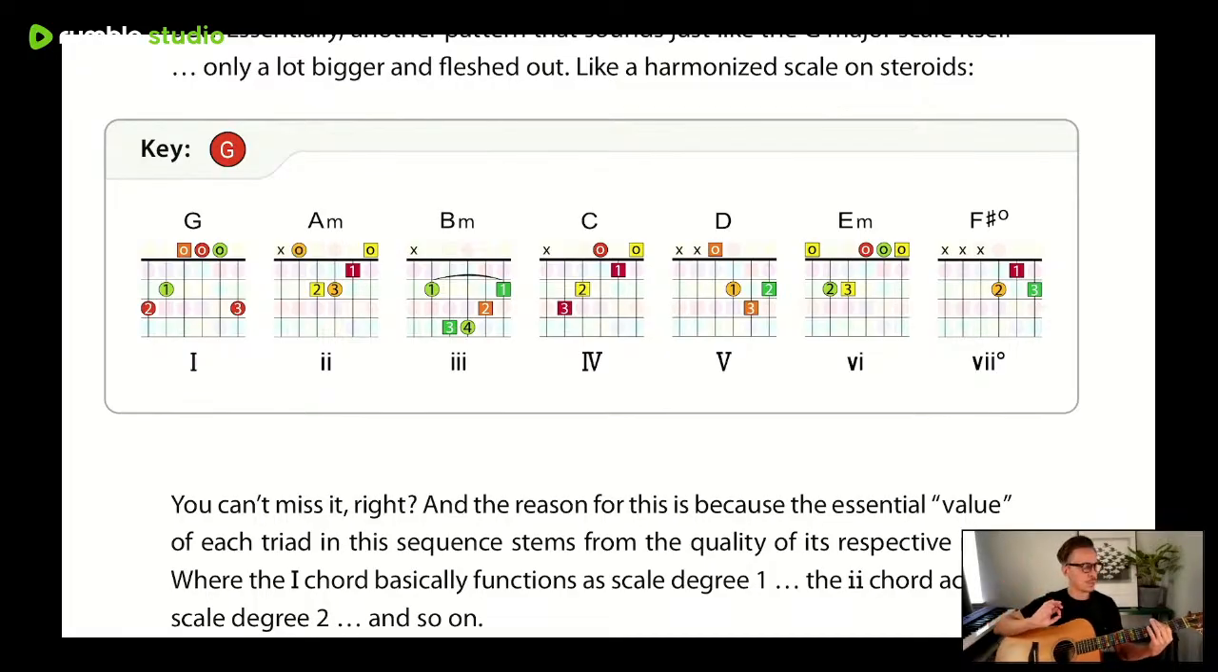Sounds nice, but when we play that pattern using the triads that are built from that, it sounds essentially like the same pattern, only fleshed out. So G, A minor, B minor, C, D, E minor, F sharp diminished, and G. It's basically the same thing.